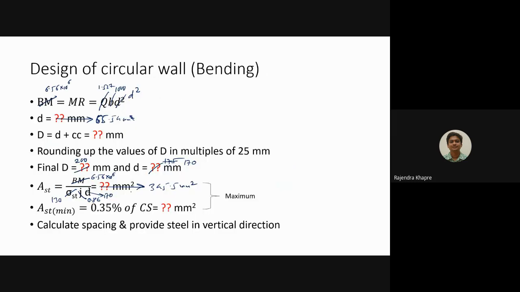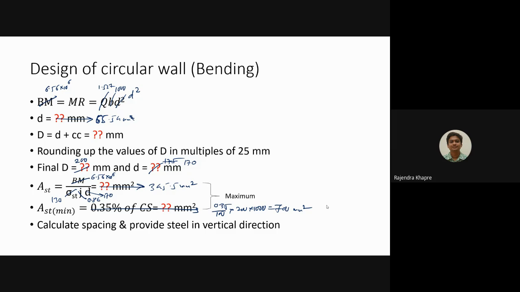So now, can somebody tell me what will be this value? That is 0.35 divided by 100 into 200 into 1000. Yes, please. 700 mm square. So you see the value of steel which is required is AST minimum, and its value is 700.